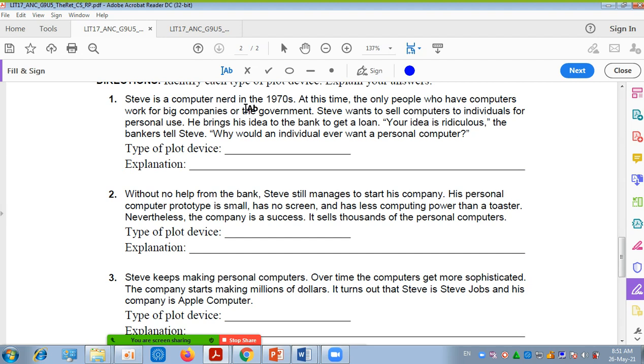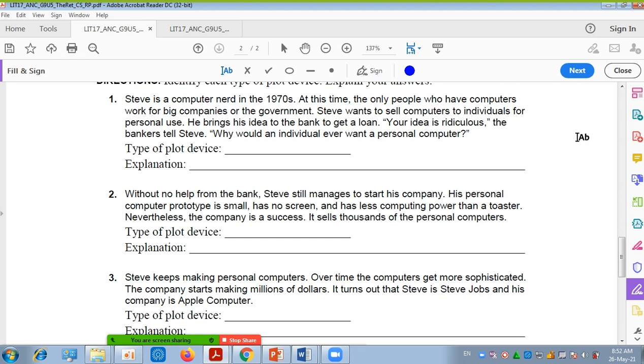So this is Steve, a computer nerd. He is very obsessed with computers in the 70s. People during this time worked for big companies or the government, and computers were used only in companies or the government. So he wanted to sell computers to individuals, so each one would have a computer at home for personal use only. He brings his idea to the bank to get a loan. He wants to borrow money from the bank, but the bank said this idea is ridiculous. Why would an individual ever want a personal computer?